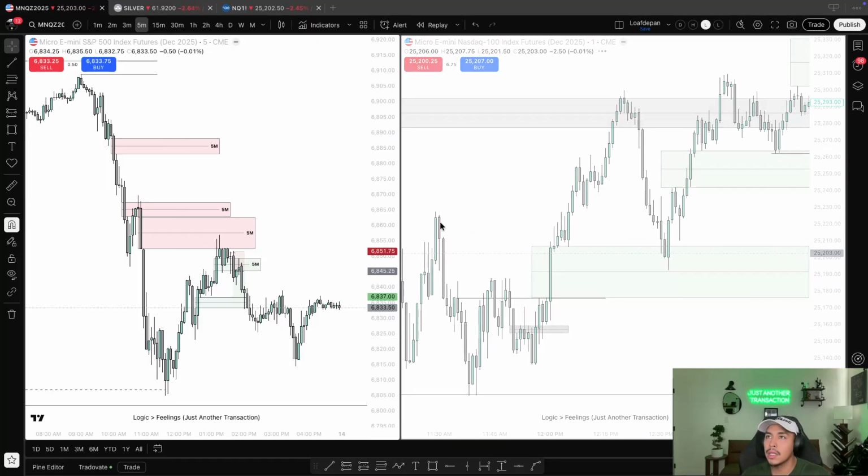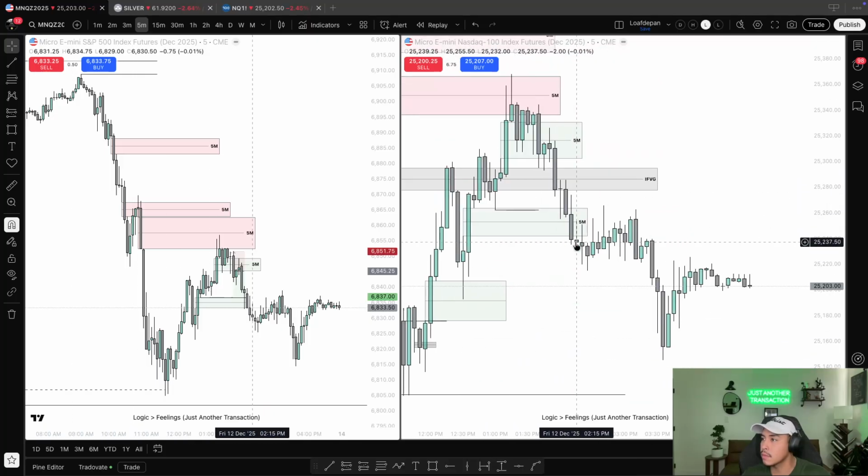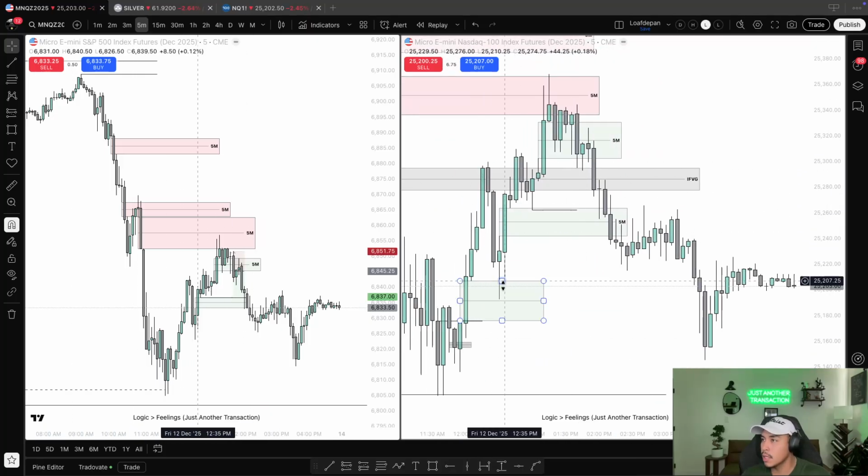Then later on, I did like this right here on the 5. I like that we had a 5-minute SIBI to the downside, and then we just came down to mitigate this inefficiency, and then we displaced higher, leaving us with the fair value gap on the 5-minute. Then we come down, we tap the 5-minute, and I like the closure on that.